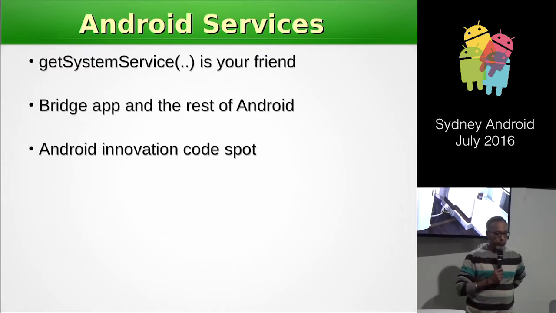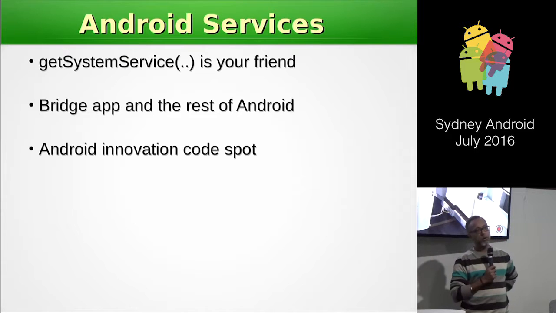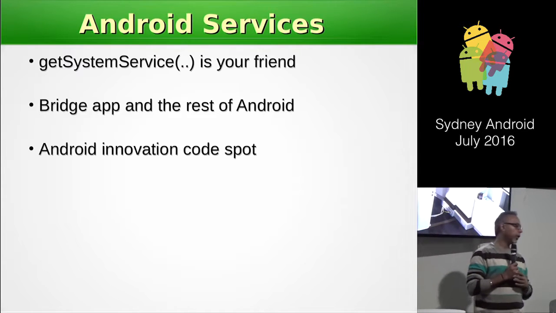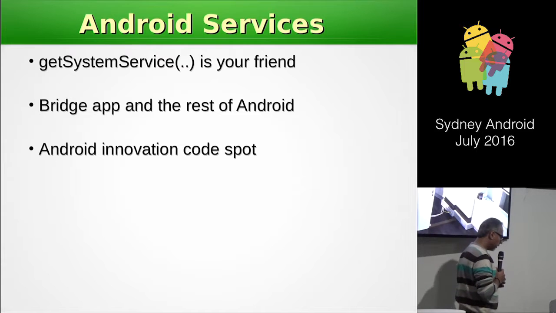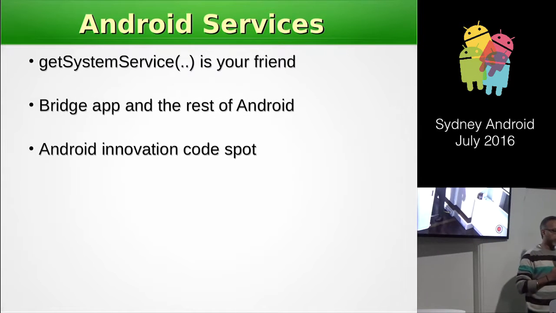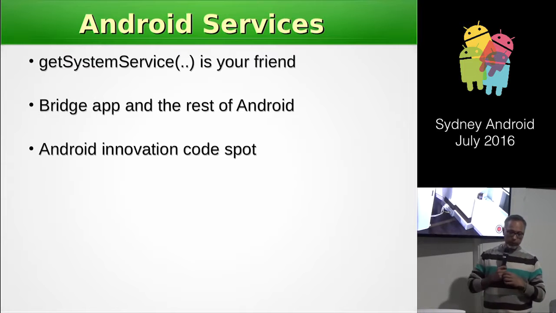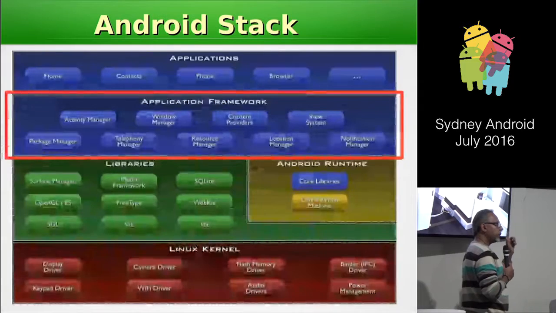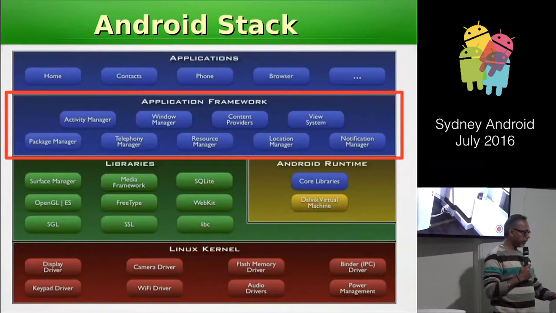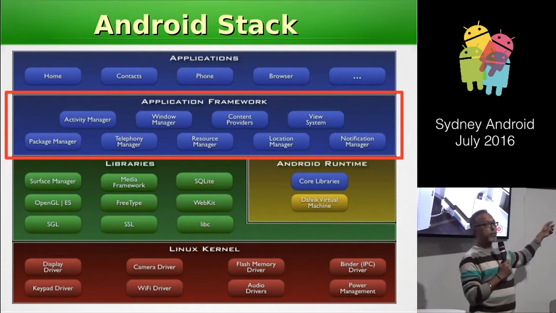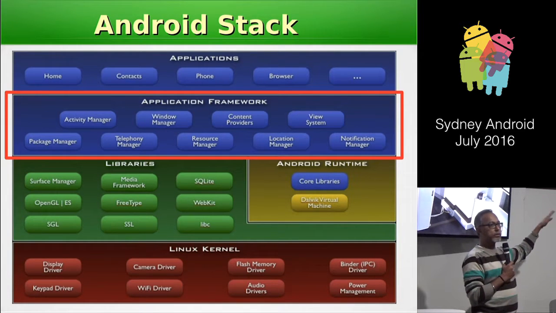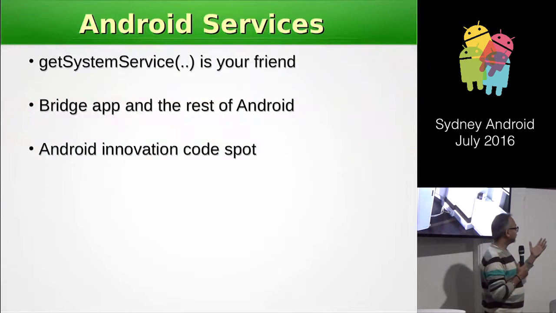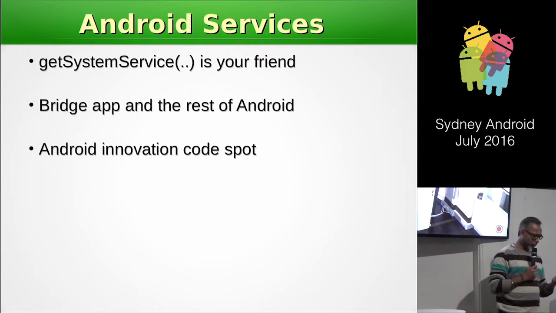In order for most apps to use these services, you will normally use getSystemService. That's the normal way of getting the system service, and then you use it with the API that's available. What's special about this is that it's the bridge between your app and the rest of Android. If you notice on the previous slide, without that application framework you don't have any access to the rest of the stack. So your app will not be working. There's no Android app basically. That's why the Android service is very special.